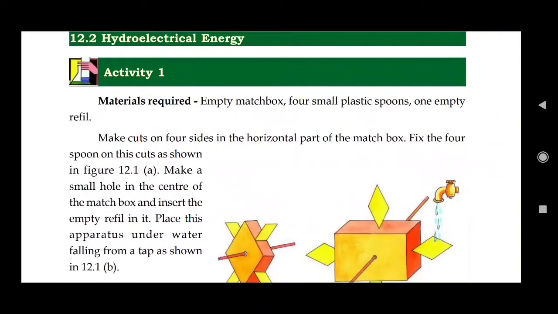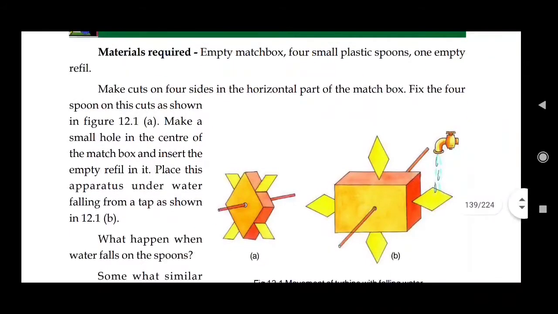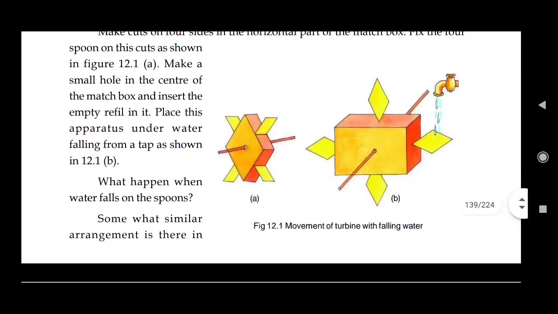Then after this, when you open the tap and the tap water falls on the spoons, you will see that the matchbox is spinning like a turbine. You know? So this will look like a turbine. For example, you have seen the cooler fan, how it is moving or rotating. Similarly, this also rotates when the tap water falls on each spoon. The same way a turbine moves.